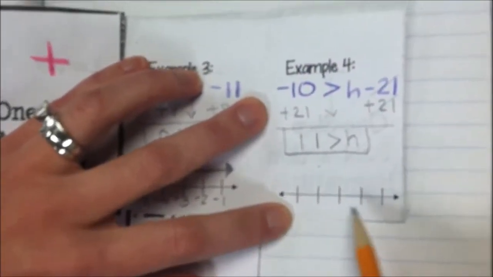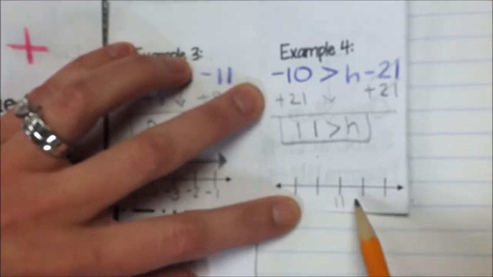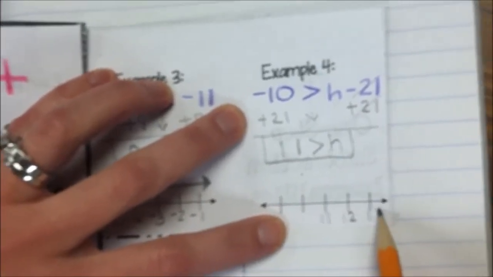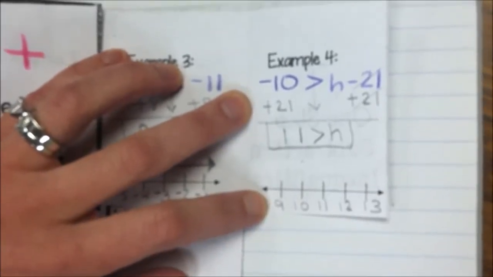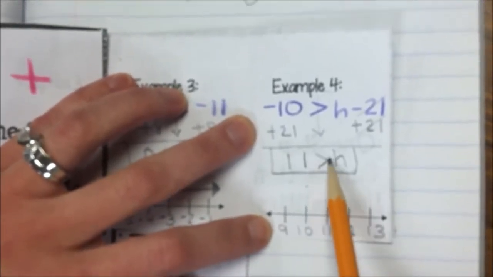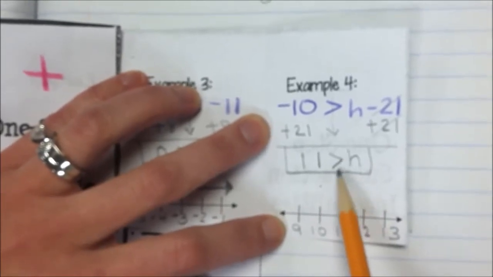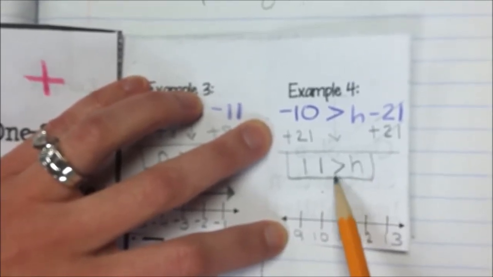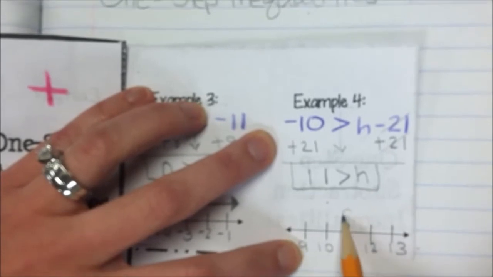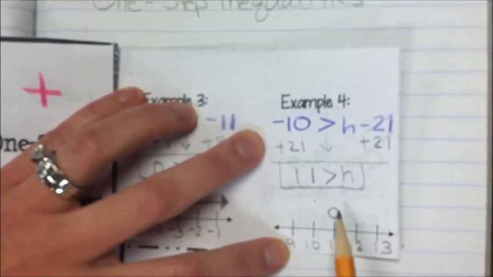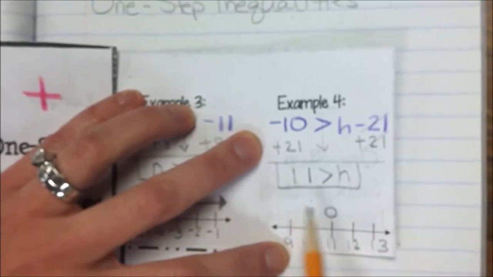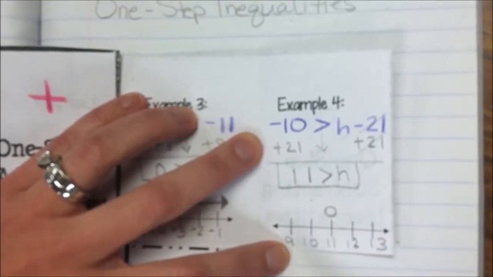So when you go to graph this, you know you need an 11, and anything bigger goes this way, 12, 13, anything smaller, 10, 9 goes this way. Since you just have the greater than sign, you do not have the line that tells you it can equal it to. You put just an open circle. And now you have to decide if it's greater than 11 or less than 11.